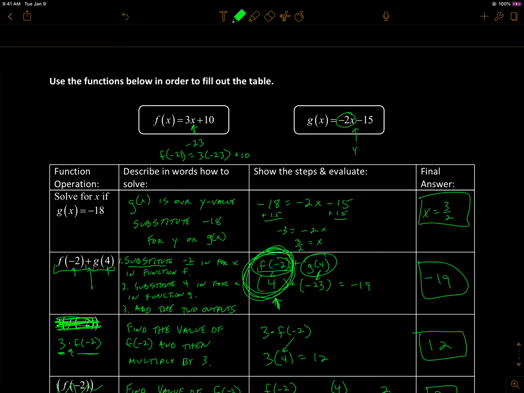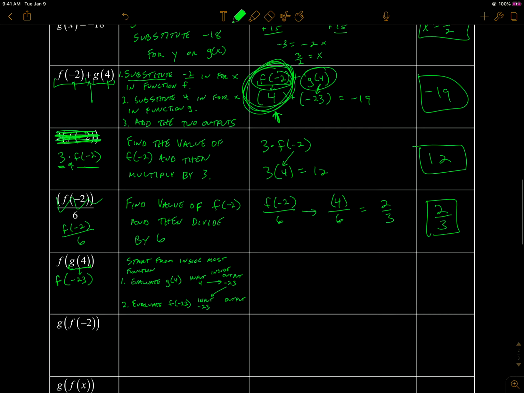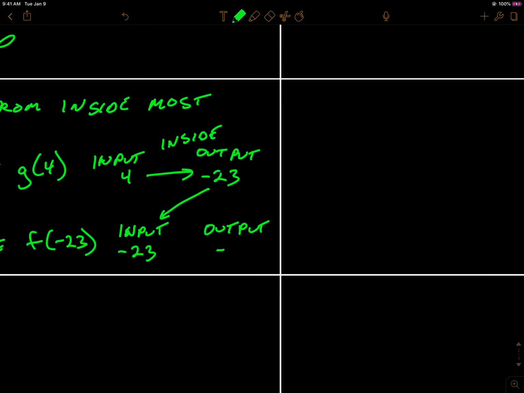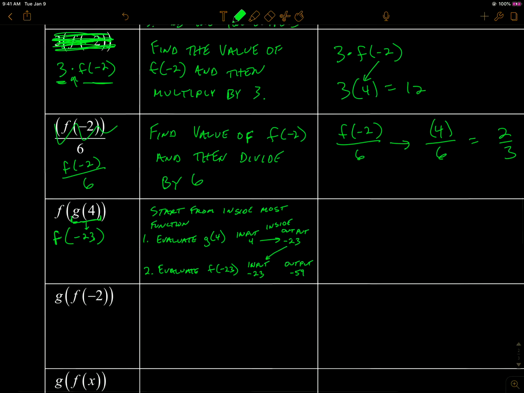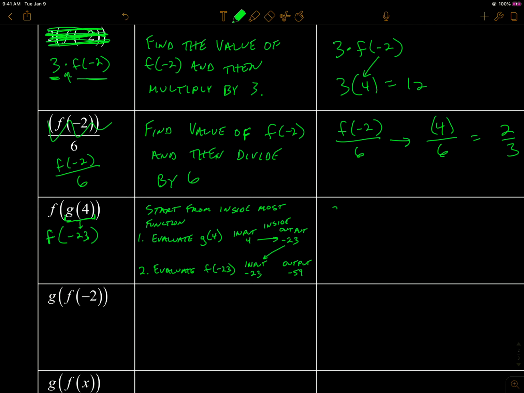Negative 69, then I add 10 to it, so I get negative 59. All right, so over here we're showing the steps. I guess I did all the steps over here, but let's show that. F of g of 4. That means first I find g of 4, which we knew was equal to negative 23.